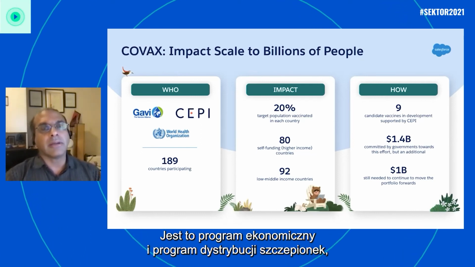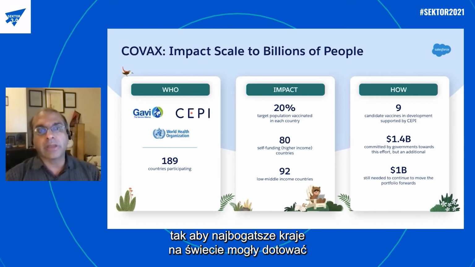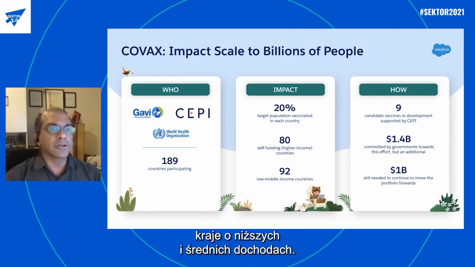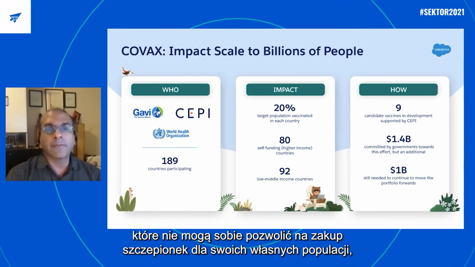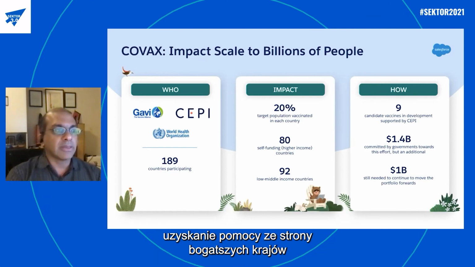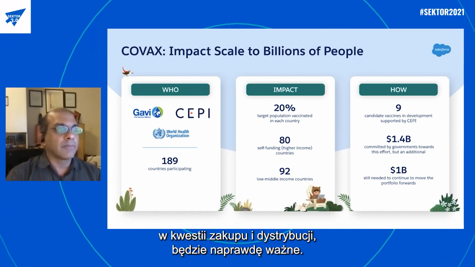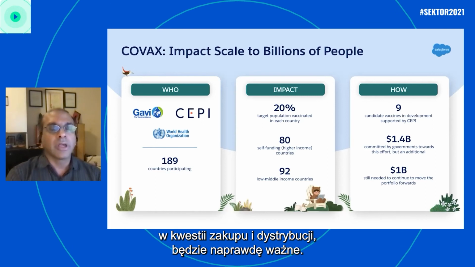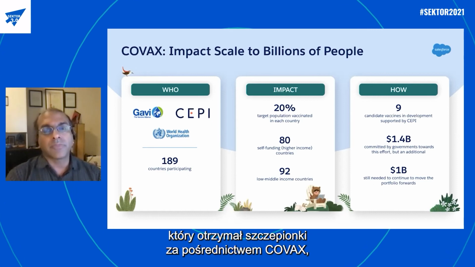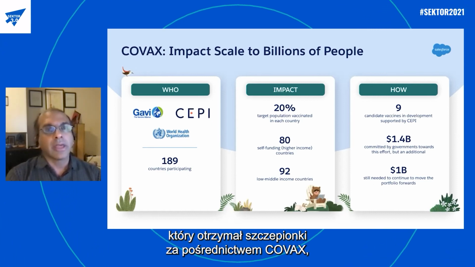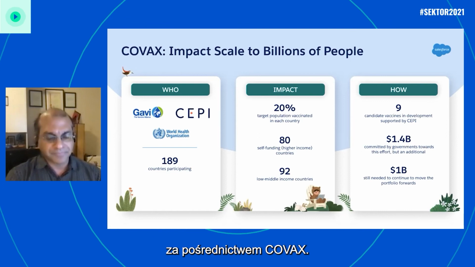And this is an economic scheme and a vaccine distribution scheme so that the richer countries of the world can subsidize the lower and middle income countries of the world. And so the idea is that for those countries who can't afford to acquire vaccines for their own populations, having the richer countries subsidize acquisition and distribution is going to be really important to making sure it gets out there. And of course, back in February of this year, Ghana became the first country to get vaccines through COVAX, and over 100 countries as of today have gotten vaccine distributions through COVAX.